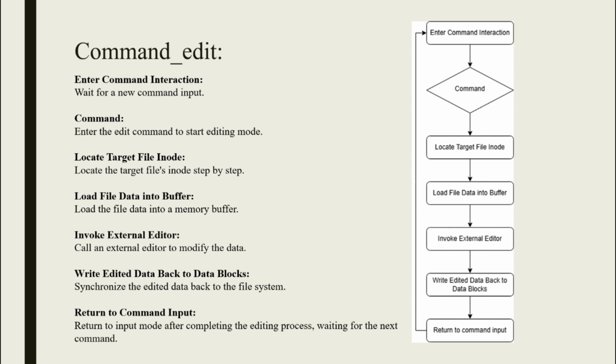Invoke external editor. An external editor is called to edit the file and modify its content. Write editor data back to the data block. After editing, the modified data is written back from the buffer to the file system to update the file content. And finally, return to command input. Once all operations are complete, the system returns to the command input interface and waits for the next command.